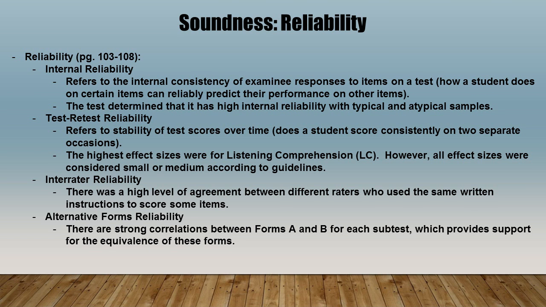Now, let us talk about reliability. The OWLS 2 administration manual describes 4 different types of reliability that they used to ensure that the test had strong reliability. In the section on reliability in the administration manual, we saw that all 4 of these reliability measures that are currently on the screen were determined to have strong efficacy, meaning the data were within the desired ranges for each of those reliability measures.